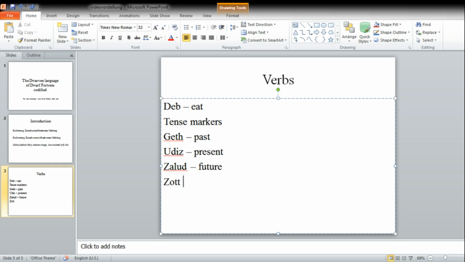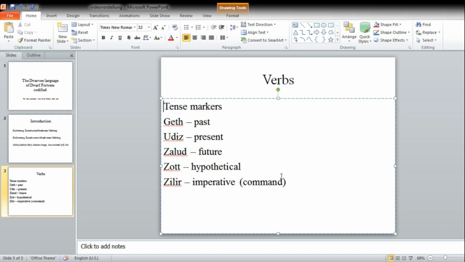Zot, which is the Dwarven word for, it doesn't really mean anything by itself. It's a Dwarven word for think, however, it means hypothetical, theoretical. And what's the last one? Zilir. Zilir means imperative, also known as command. So, let's give some examples here and make the font smaller so I have more space.